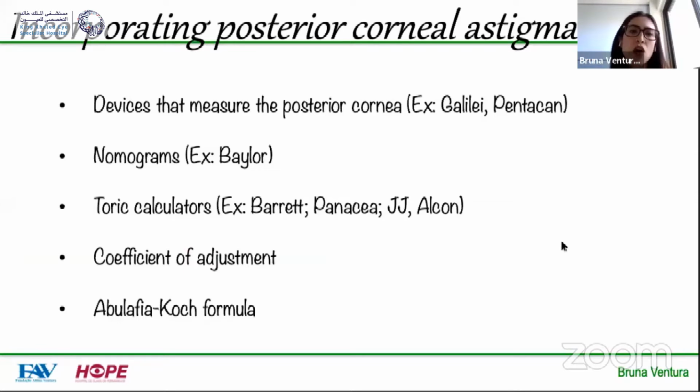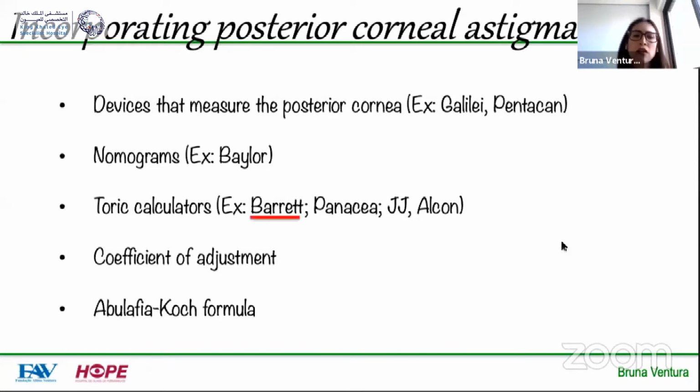We can use devices that actually measure the posterior cornea, so the Galilei, the Pentacam, the IOL Master 700. We can use nomograms such as the Baylor, that's Doug Koch's group. We can use toric calculators like the Barrett, the Panacea, the Johnson & Johnson calculator, the Alcon calculator, and many others. There are also coefficients of adjustment that we can use, the Abulafia-Koch formula. So there are many ways that we can do it.